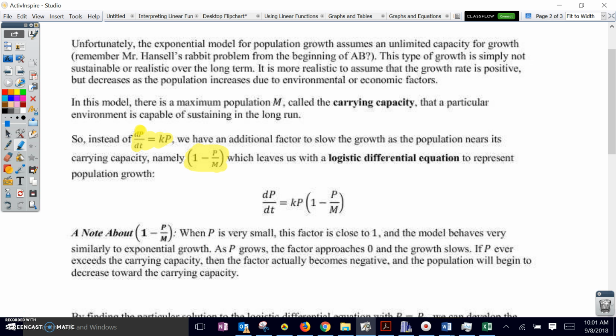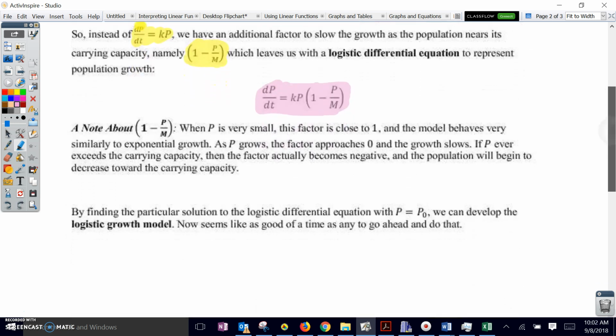And so eventually we end up with this differential equation that dP/dt is equal to kP, which would just be the exponential model, times this slowing factor of 1 minus P over M. I don't want to get too much into that at this point in time. We're going to take this differential equation and turn it into the logistic growth model. So I've got dP/dt is equal to k times P times the quantity 1 minus P over M.